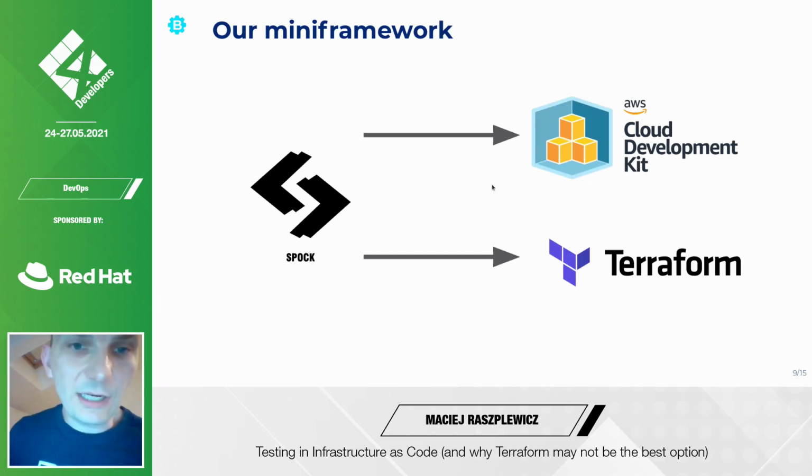Okay, so how does our mini framework work? It is based on Spock. It is a common testing framework for the Java world. We've got experience writing tests in Spock, and one more thing, you write your tests in Groovy. So this is a kind of dynamic language, and you can write tests in a convenient way with Groovy. I will show you that. In our mini framework, we are able to test Terraform or AWS CDK, and I will tell you more about CDK later. And now I'll show you again how we test Terraform.